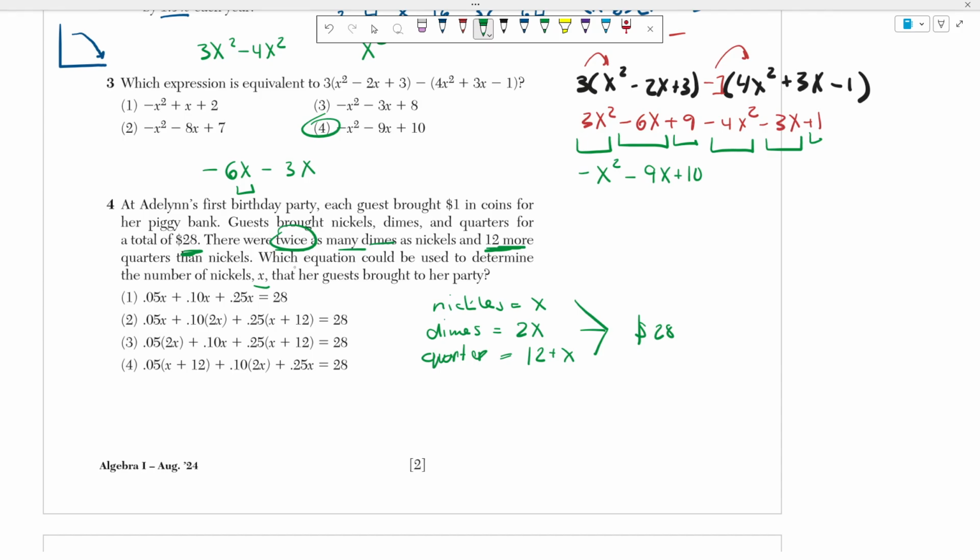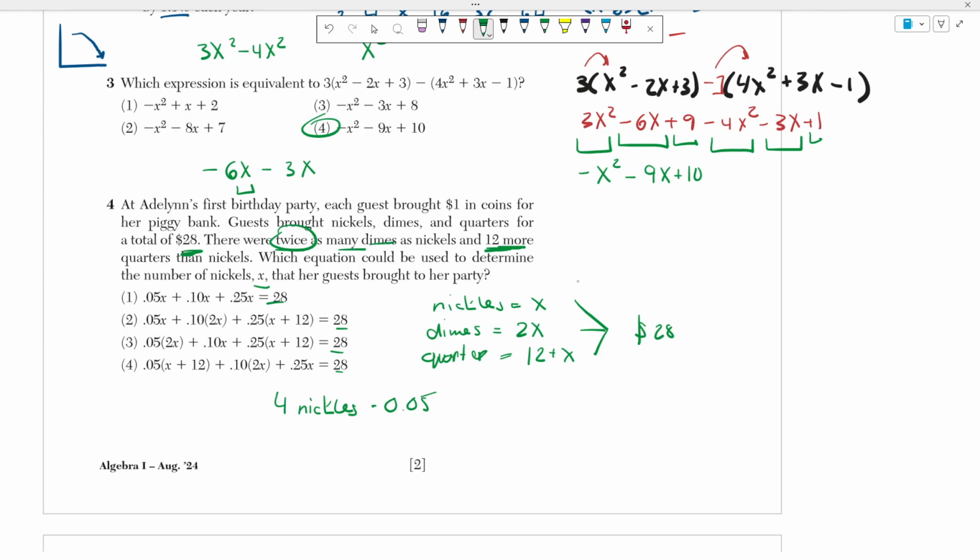So the value of a coin is equal to the number of coins you have times its value, right? If I have 4 nickels, I don't have $4. I have 4 times however much a nickel is worth, which is 0.05 of a dollar, right? So all of these equations right here are adding up the value of the coins to be 28 bucks, right? But if I just add up x plus 2x plus 12 plus x, I won't get anywhere. I'll just get the total number of coins.